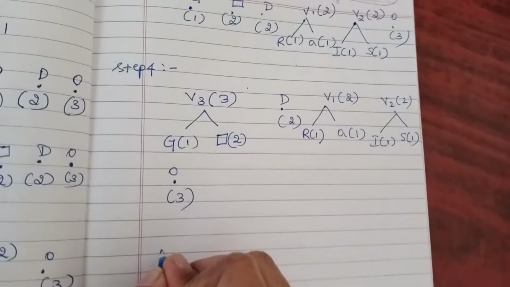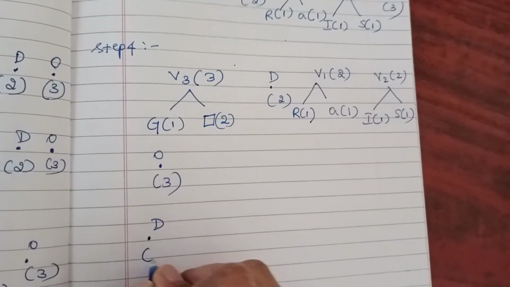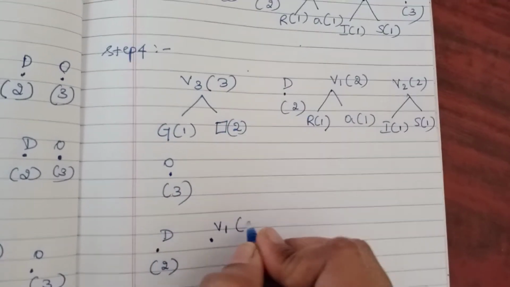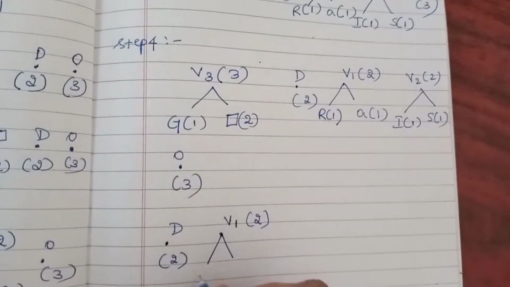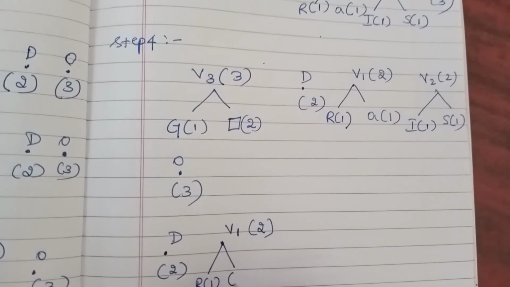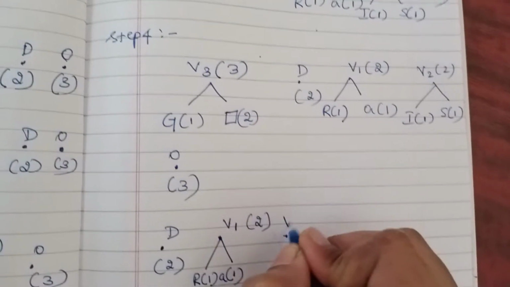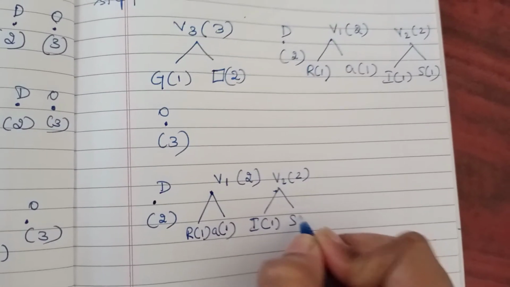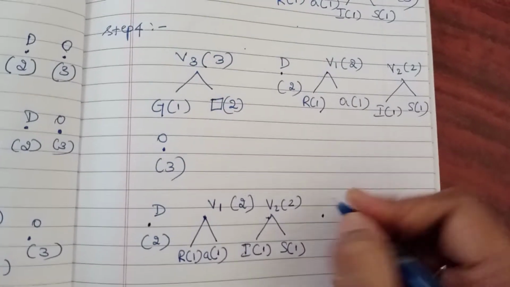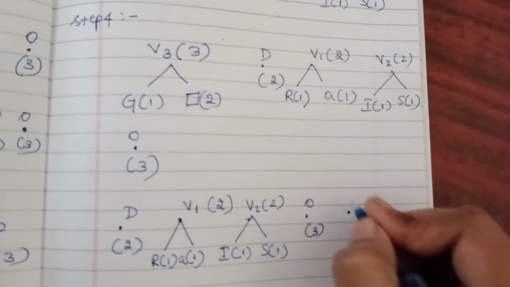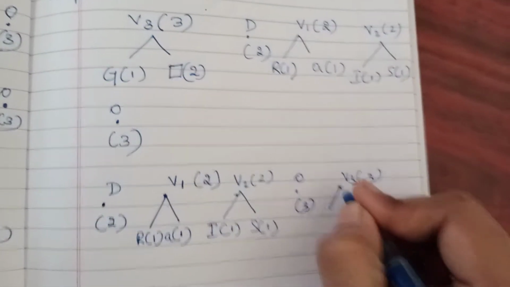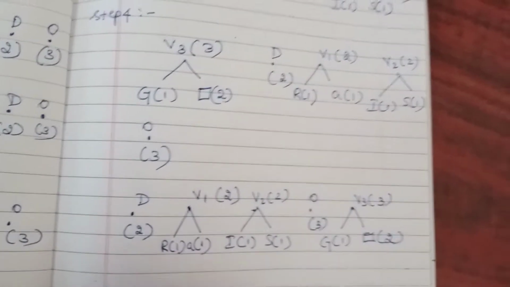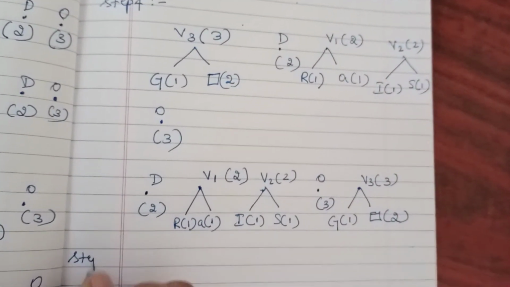That is, D comes first, next comes V1 of 2, R of 1, A of 1, next V2 of 2, that is I and S, next O of 3 and V3 of 3, blank space of 2. Combine the next to minimum weight, that is your step 5.